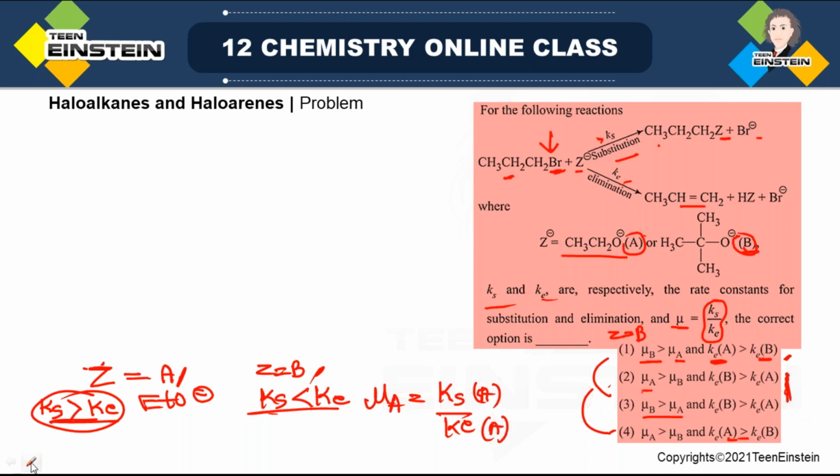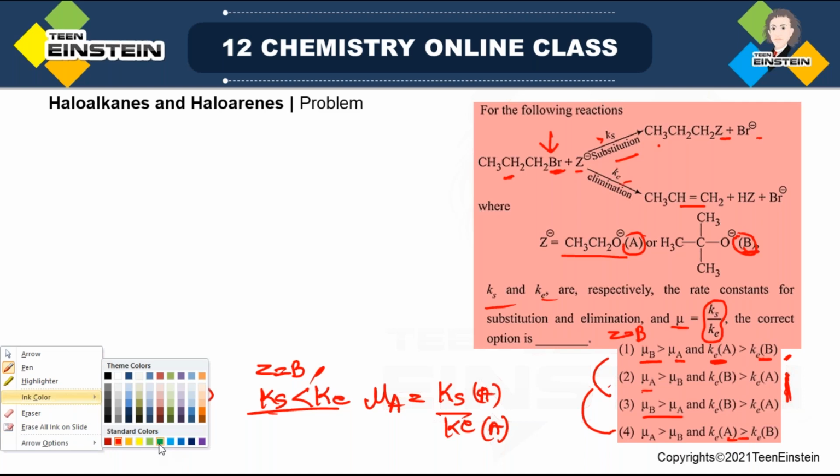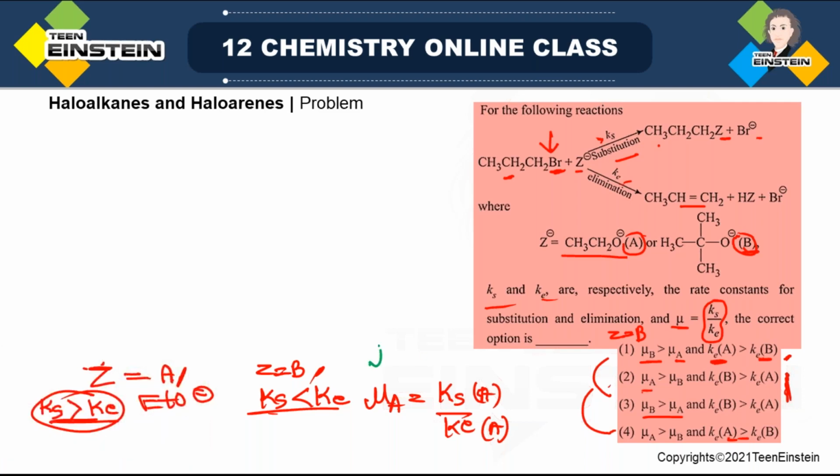Fine. And similarly, mu B will be equal to, this is also the same ratio, but now the substitution reaction that you are getting for the base B and Ke, that is also for base B. So obviously mu A will always be high compared to mu B. Okay, because when you are using the base B, now the chance of getting elimination product is high. So compared to the numerator, now the denominator will be high. So that is why mu A will be greater than mu B.